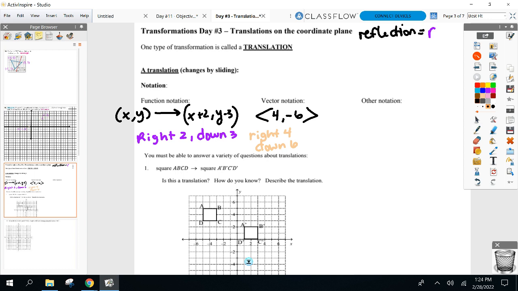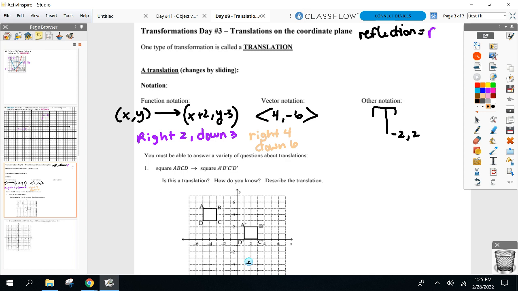So function notation tells me exactly what to do with the x and the y. With vector notation, I drop the x and the y, but I know right 4, down 6. And then I have this one, which doesn't have a name. It's just the symbol, capital T. And if anybody has an issue with my T because I put fangs on it, deal with it. That's how I roll. I put little fangs there. And then you'll see a subscript, which tells me where we're moving.